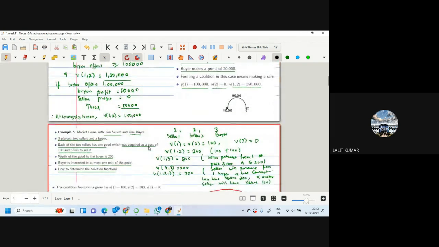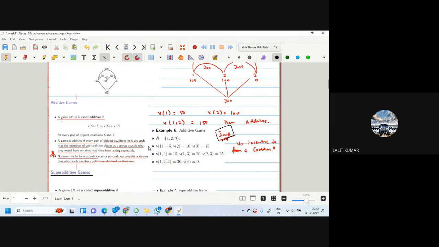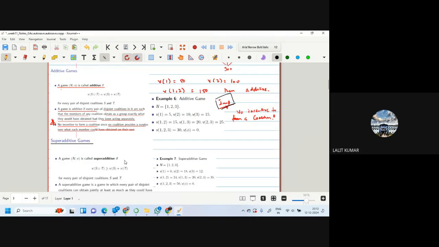Now, some important concepts. Additive game means that, for example, value one is 50, value two is 100, and when they do the collision, they get the exact summation of their values, 150. Then it is additive. And super additive means that they get more than or equal to 150. That is super additive.